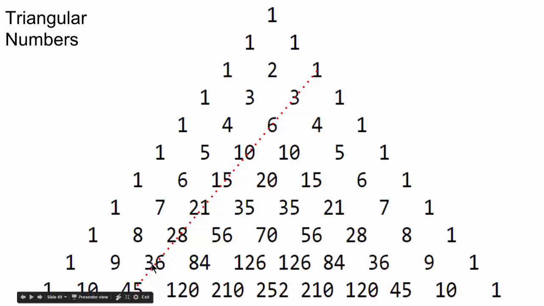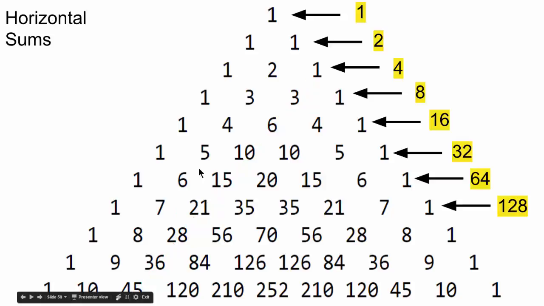So this line right here is triangular numbers. This line right here is the counting numbers. And if you add all the numbers on each row, you'll get another beautiful pattern. So here it's 1, here is 1 plus 1 is 2, 1 plus 2 plus 1 is 4, 1 plus 3 plus 3 plus 1 is 8, and so on. So if you add all the numbers that are in a row, you'll get a number. So you'll get 1, 2, 4, 8, 16, 32, 64, and 128, and so on.